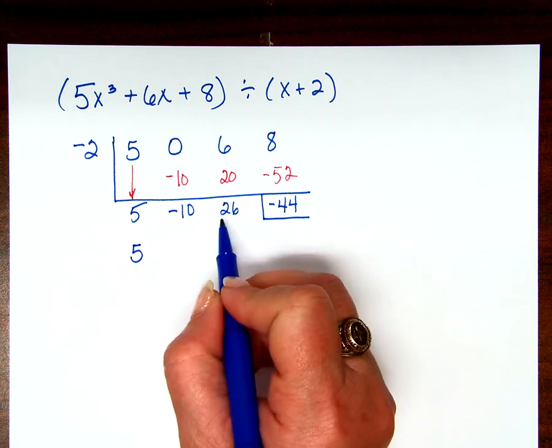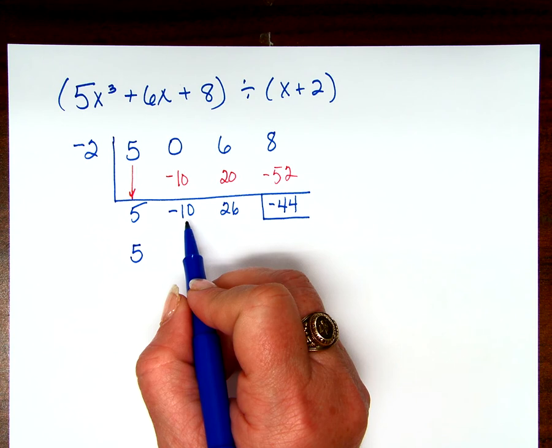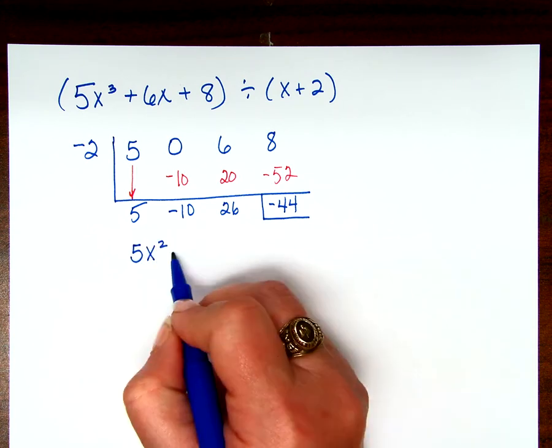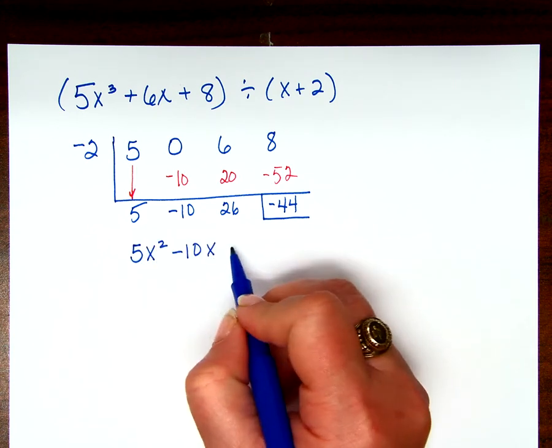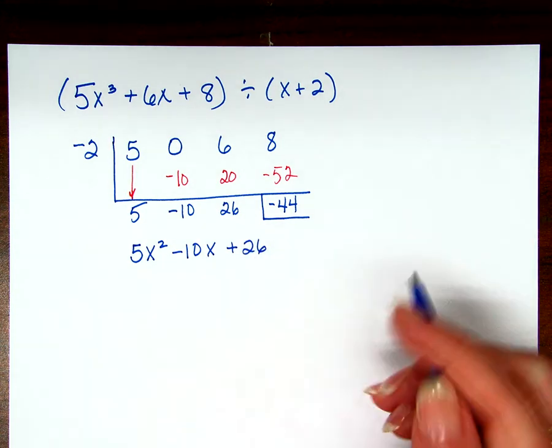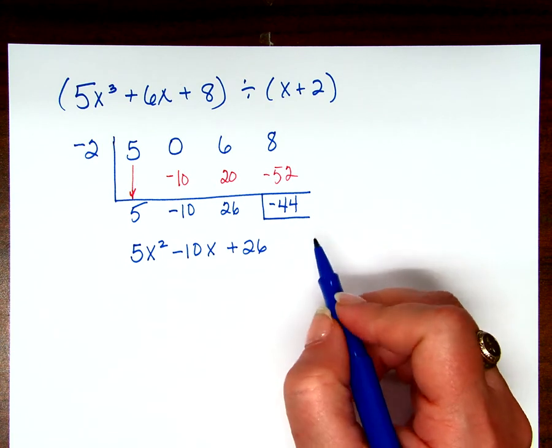Remainder, constant, x term, 5x squared minus 10x plus 26. That's the answer? You got a remainder, right? So you have to have that as part of the answer. So how do I write that?